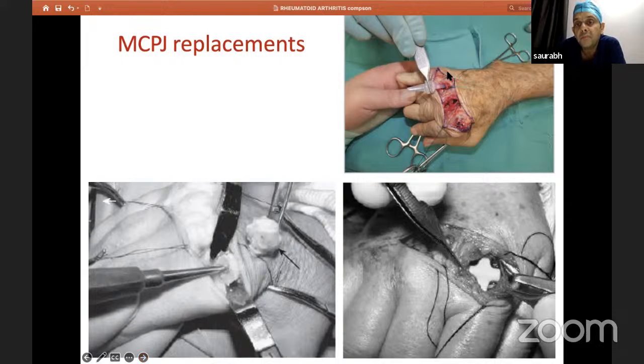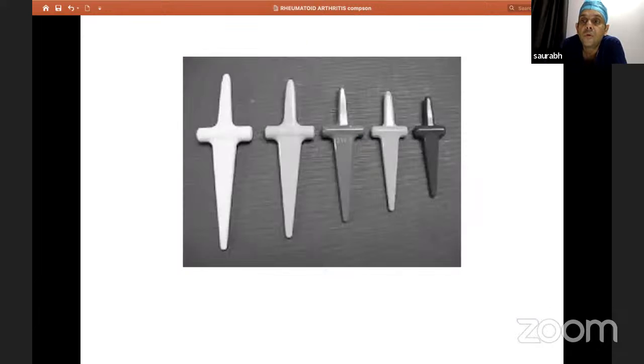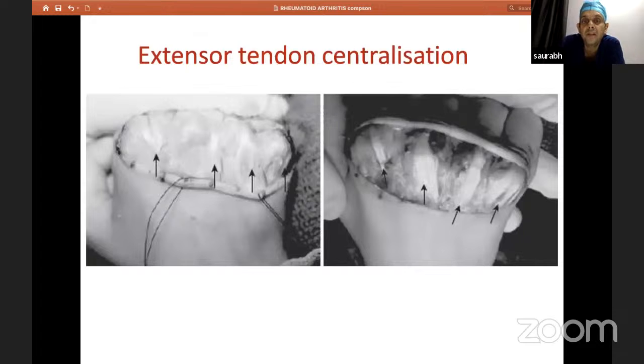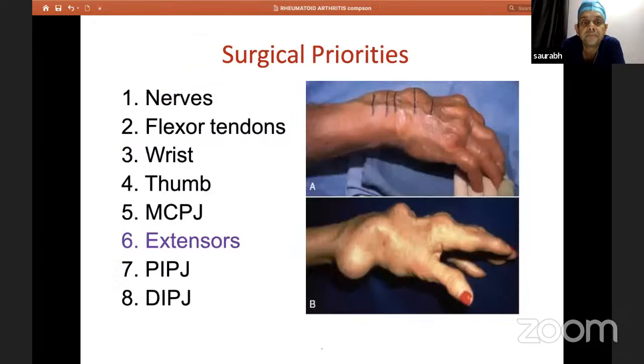And we can offer them silicone MCP replacements plus extensor tendon centralization, or we can offer them pyrocarbon ones. Pyrocarbon's problem is they settle, i.e. they cause bone osteolysis, and revising them is difficult. So I still feel MCP silicone replacements, at least in my hands, do well. This is how they look. They're not going to cause bone osteolysis. This is the sort of approach, and they're very easy to revise. And then, of course, centralize your extensor tendons.